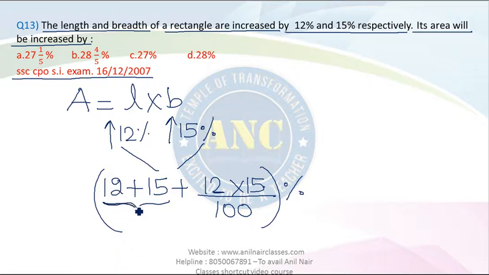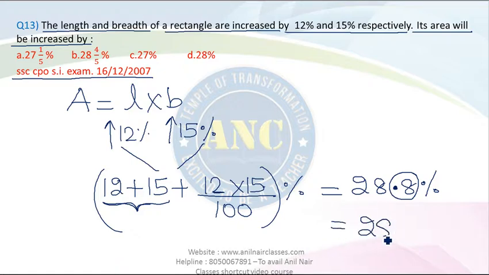So this is giving me 27 and this is giving me 1.8. The answer should be 28.8. But can I also say that this 0.8 is nothing but 4 by 5. 0.8 is nothing but 4 by 5. What is 4 by 5 in terms of percentage? 80%. 80% is 0.8 only, right? So 28.8 is nothing but 28 4 by 5 percentage, which is option B.